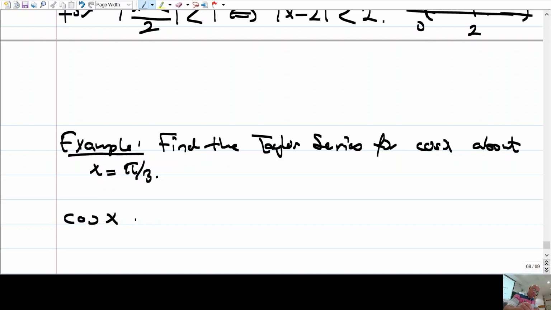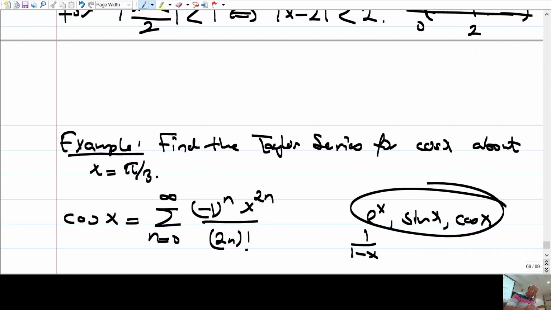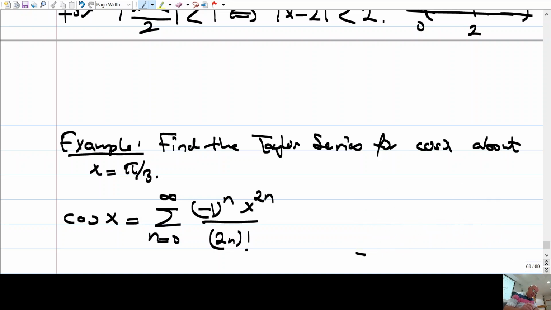Now cosine x is just this expression, right? Minus 1 to the power n, x to the power 2n divided by 2n factorial. You should keep in mind the series expansions of three functions: e to the power x, sine x, and cosine x. And of course, 1 over 1 minus x and so on. But it's good to know these examples.